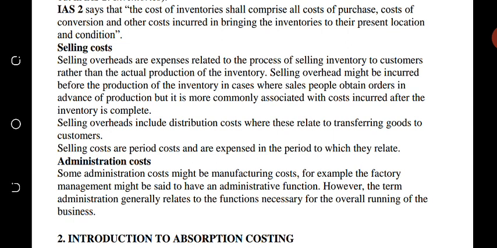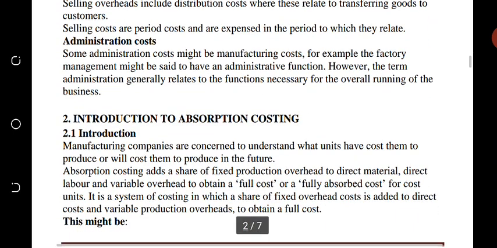Selling costs are period costs and are expensed in the period to which they relate. Selling overhead is not part of our production costs, so it is an example of a period cost. The same thing applies to administration costs. Some administration costs might be manufacturing costs. For example, the factory management might be said to have an administrative function. However, the term administration generally relates to the function necessary for the overall running of the business.